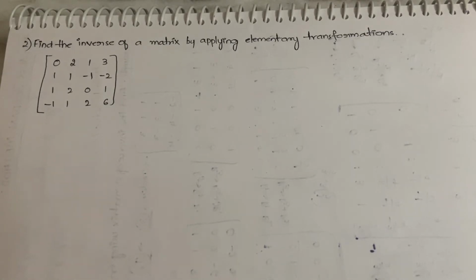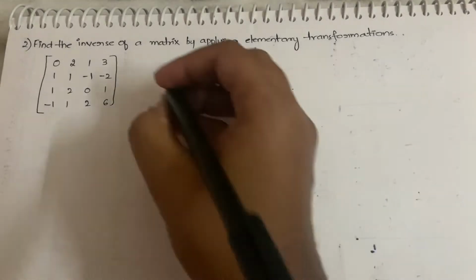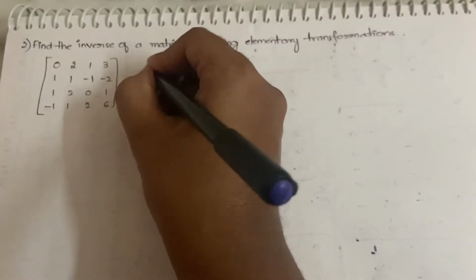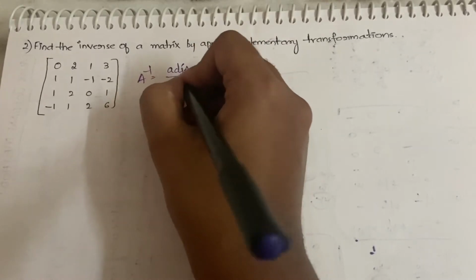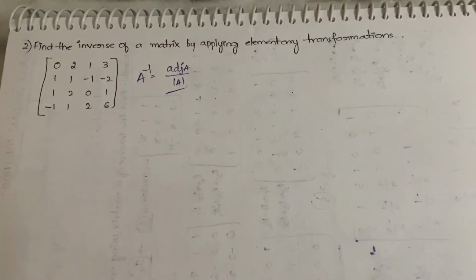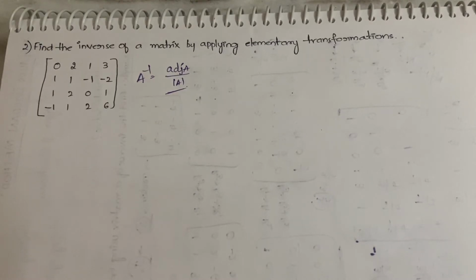So basically, how do you find the inverse of a matrix? By using the formula A inverse is equal to adjoint A by det A, right? So by using this, we would be calculating the inverse. But now we are not using that formula. Instead, we are using the Gauss-Jordan method. That is, we are applying elementary row transformations and finding the inverse of this matrix.